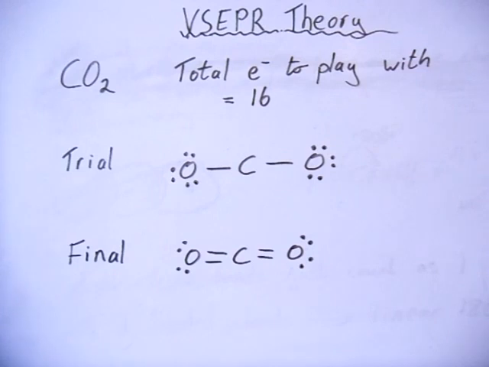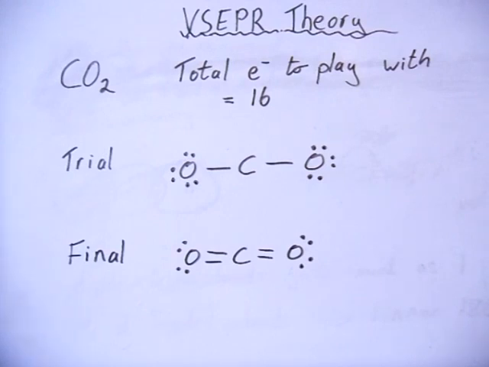Now if I had any negative charges, so say this was CO2 2 minus, then you add 1 electron for each negative charge. And vice versa, if you had any positive charge, then you would take 1 electron away. So that tells you the total amount of electrons you've got to play with in actually putting this structure together.